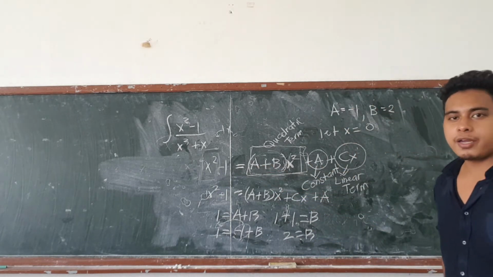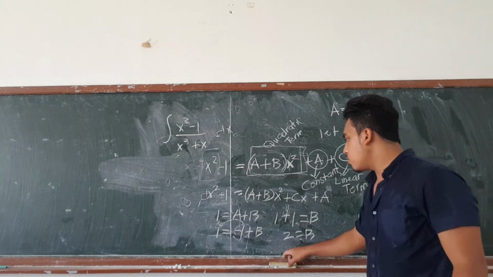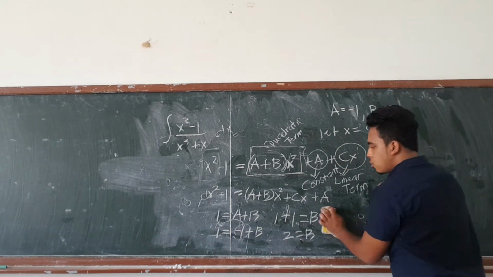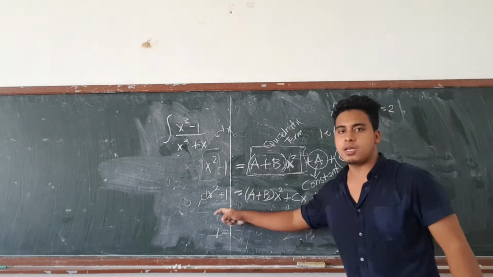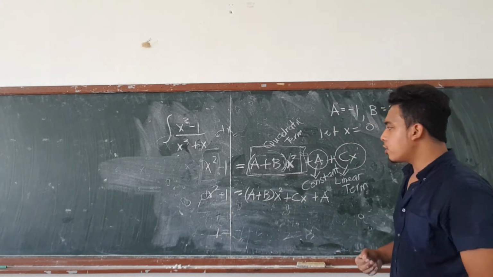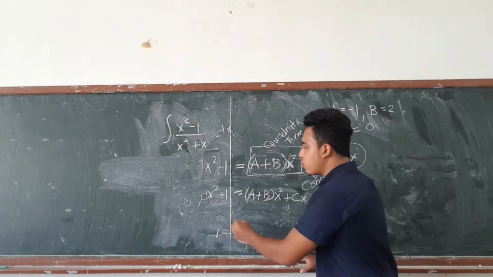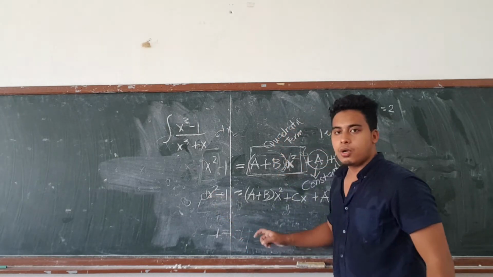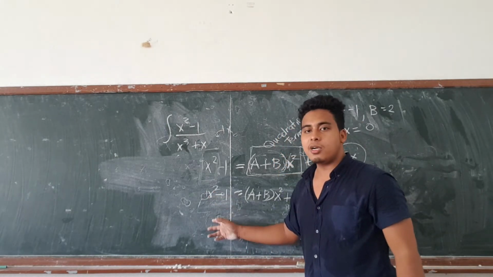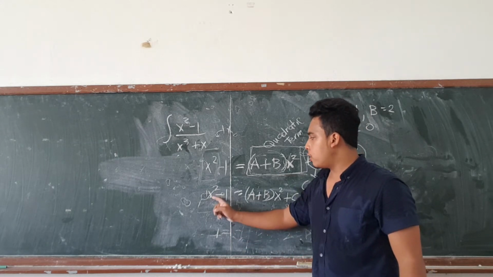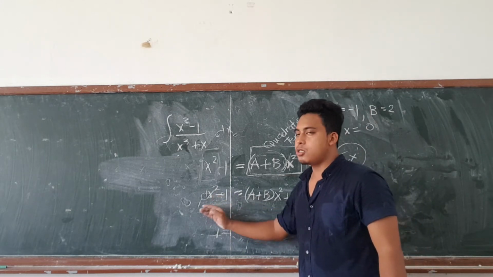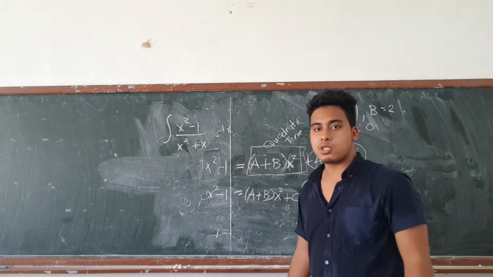So we need to find the value of c. So unsa may value sa c? So going back to this equation, since parehangan sila equal, if we try to find the linear term of this expression, kanina equation, ang linear term niya is equal to 0. Nga naman, x squared minus 1 is the same thing with x plus 1, x minus 1.